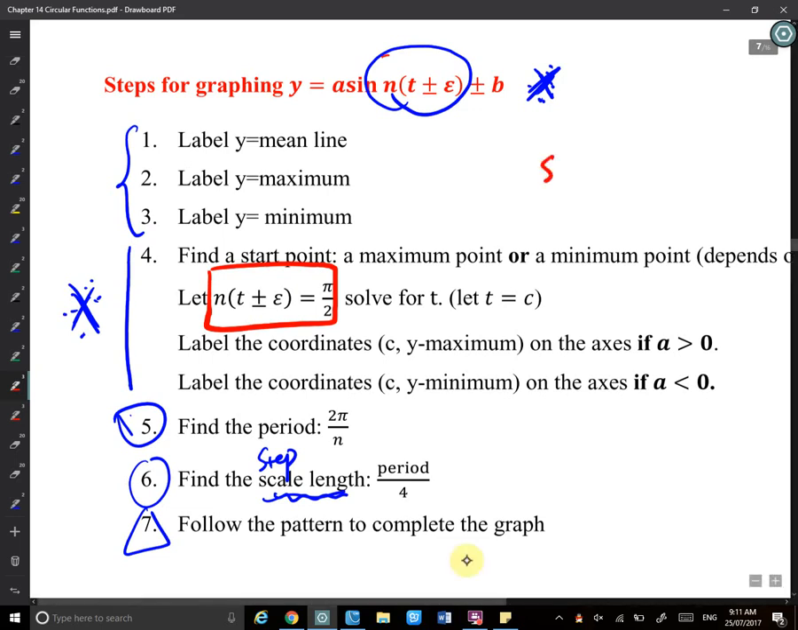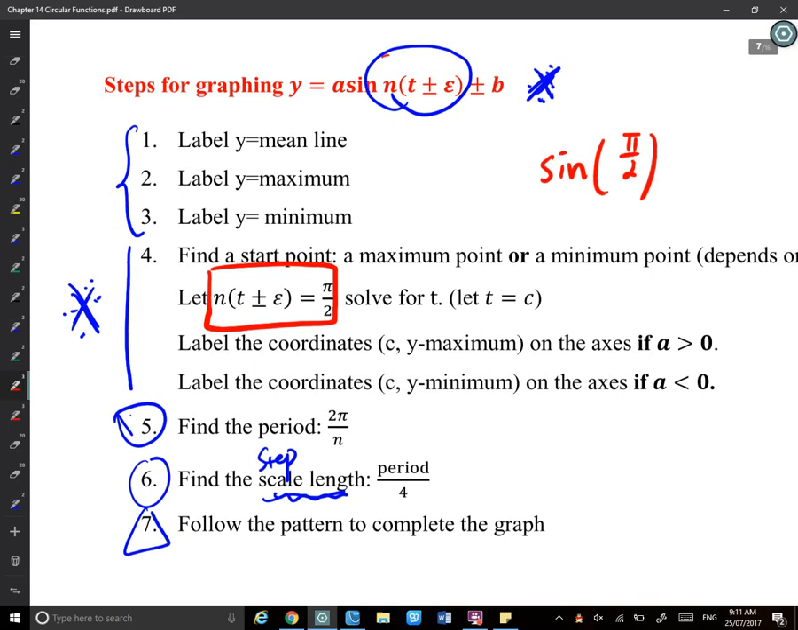Why is pi over 2? Have a think. What does sine pi over 2 give you? Sine 90 degrees equals what? 1. 1 is the maximum value sine can take. Sine is in between -1 and 1, so 1 is the extreme value already. All the other values will be 0.5, 0.6, -0.2, -0.3, all of those values. Only the maximum value will occur at pi over 2. That's the extreme point, the highest value.